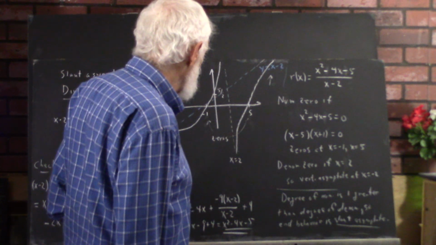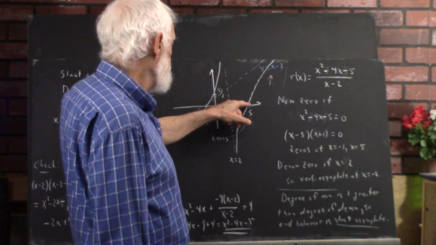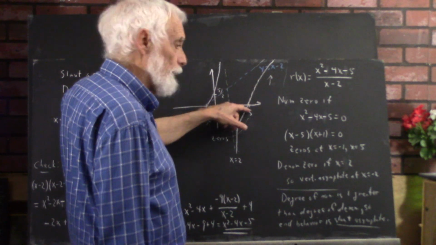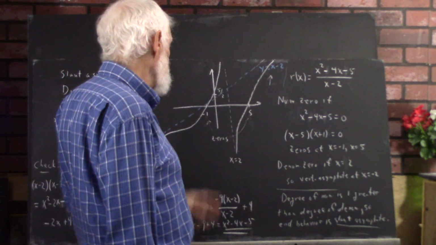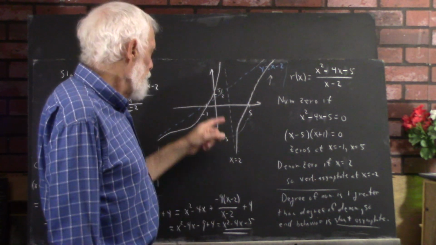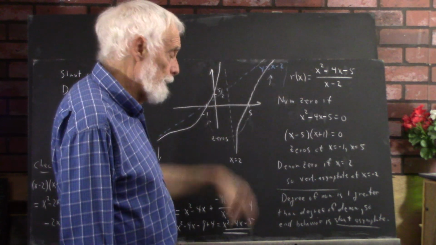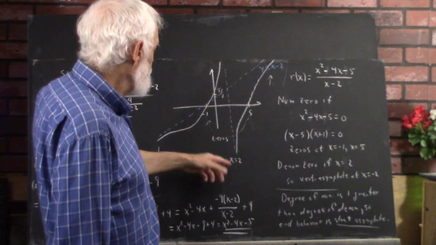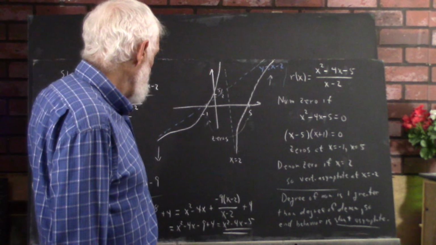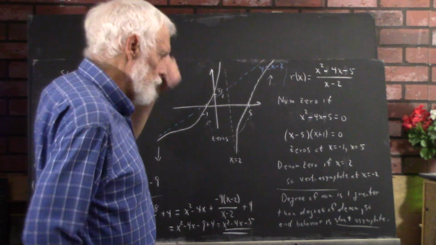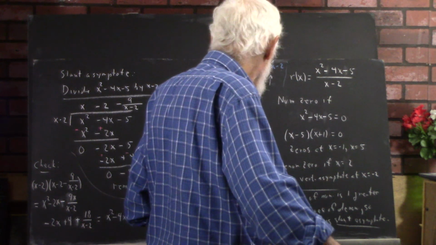Okay, so we put the zeros down here, at 5 and negative 1. The graph has to go through those zeros. And it has to go through the vertical intercept, which is easy to find, that it's going to be 5 over 2. It has a vertical asymptote at x equals 2. And I didn't really label that, and I should have.